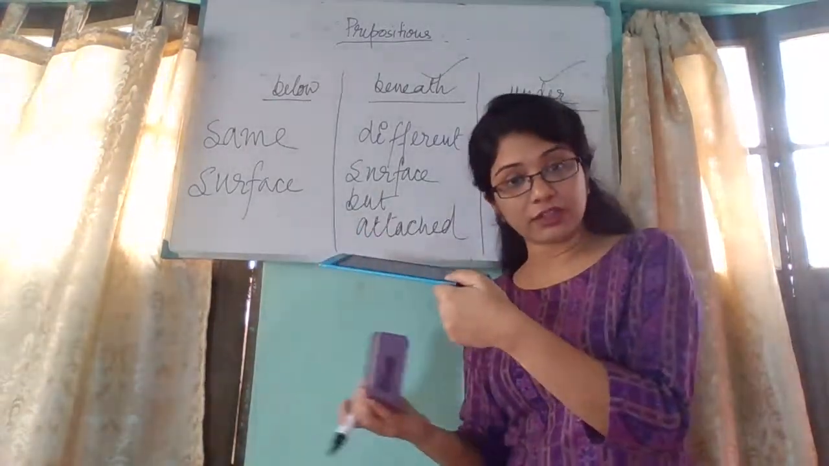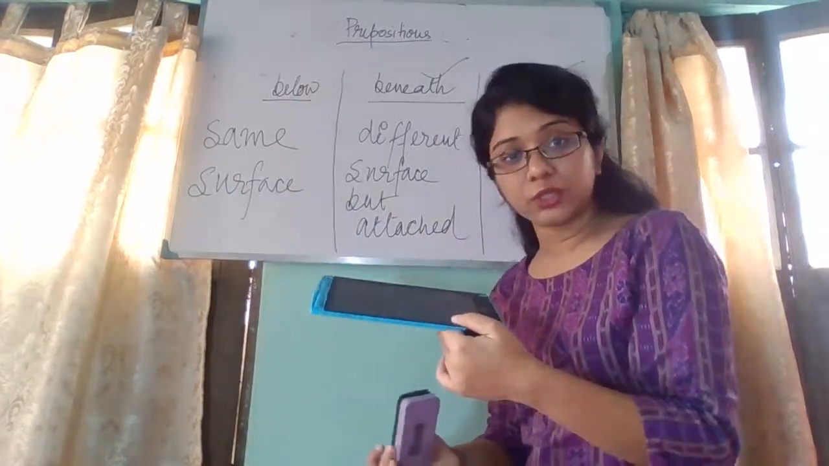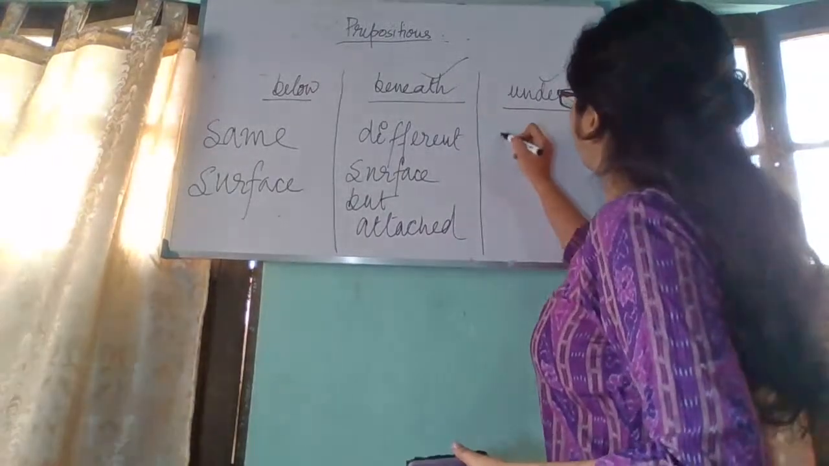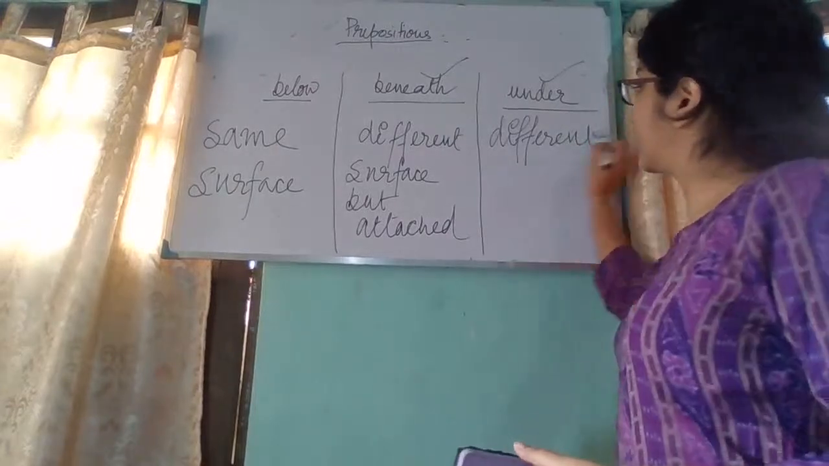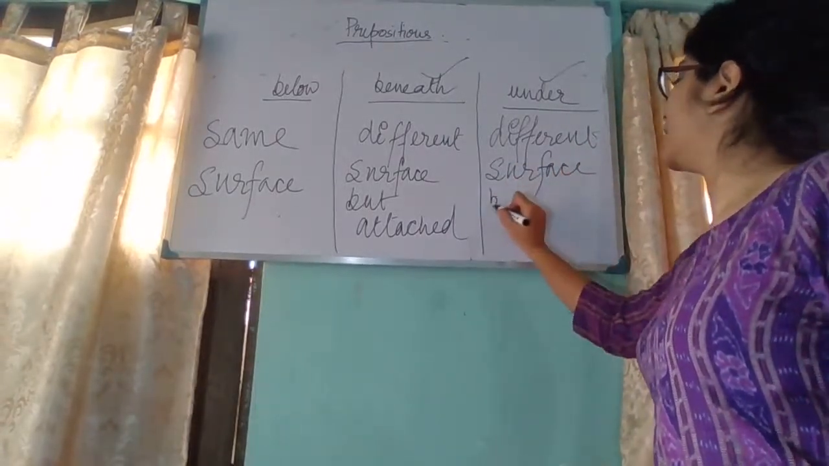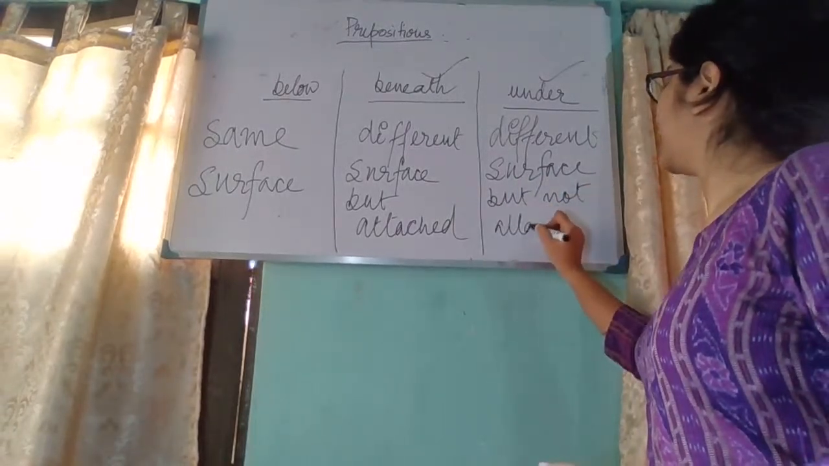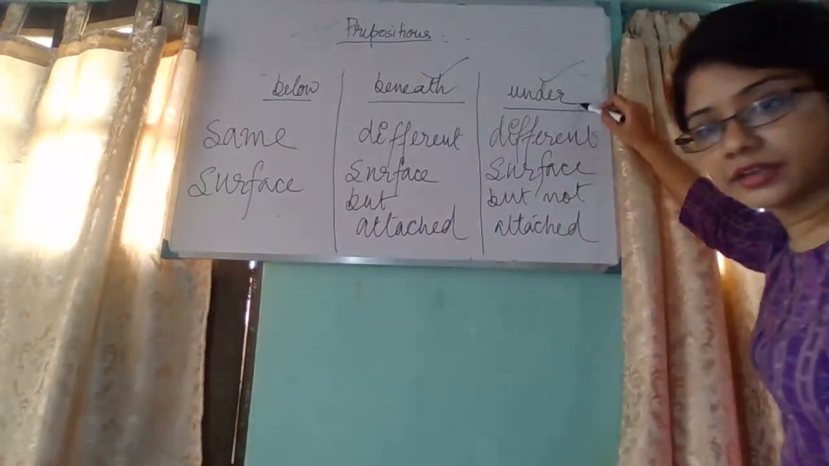When the surfaces are different and we have a space between them or no connection between them, then we call it under. When we have a different surface but not attached, then we call it under.